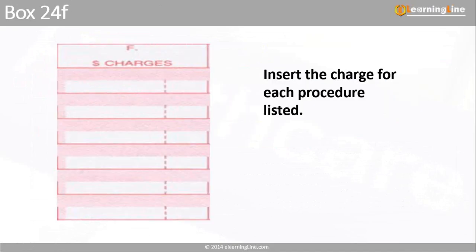Then we have the charges. Very simple. Each procedure has some charge. We just need to make sure that when we are coming out of this form, we are entering the procedure code and the corresponding charges. It shouldn't be just the procedure code. It has to be the procedure and the charges.